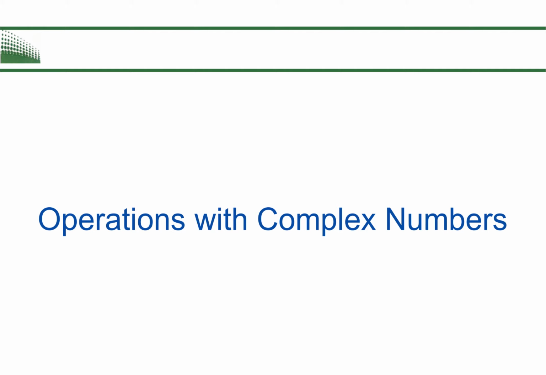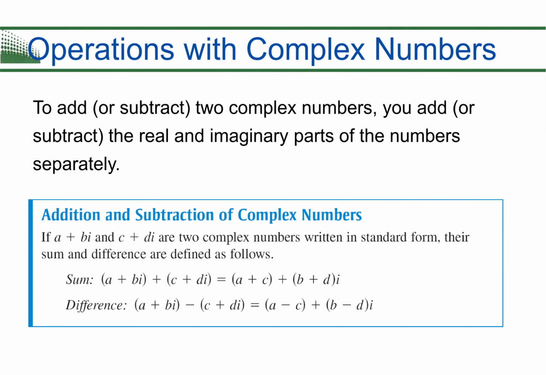So now that we've learned about standard form, we're going to be working with operations of complex numbers. And remember, your complex numbers are those a plus bi. So we're going to look at adding, subtracting, and multiplying with these. To add or subtract two complex numbers, you add or subtract the real and imaginary parts of the numbers separately.